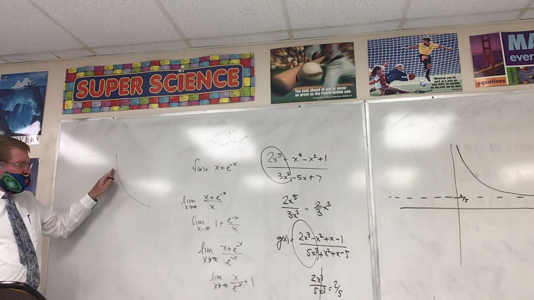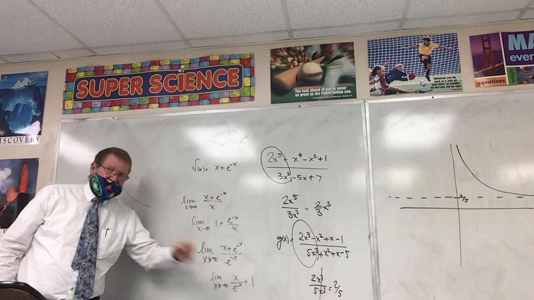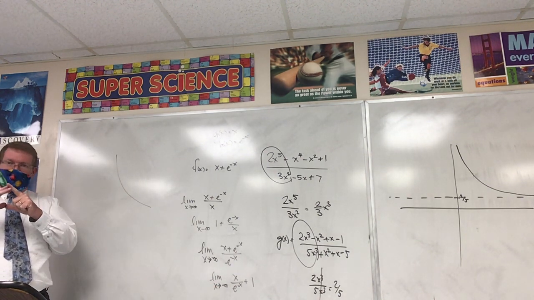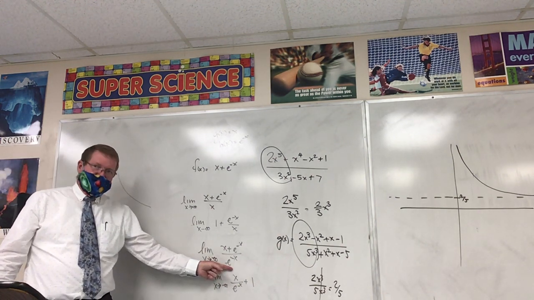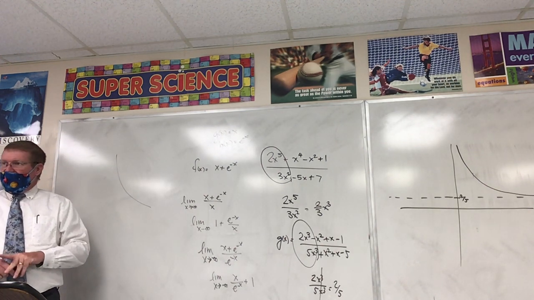If my e to the negative x is getting bigger, my denominator is getting bigger. As my denominator gets bigger, what's happening to my fraction? It gets smaller, getting to 0. So therefore, this is 0 plus 1. So that means e to the negative x is my left end behavior according to the rules of the end behavior model.